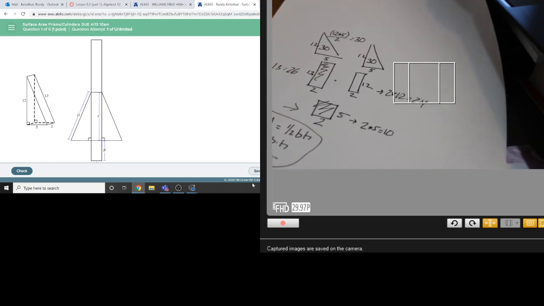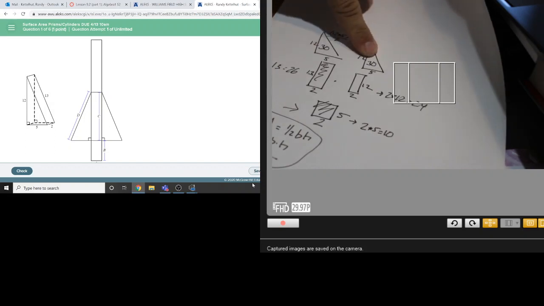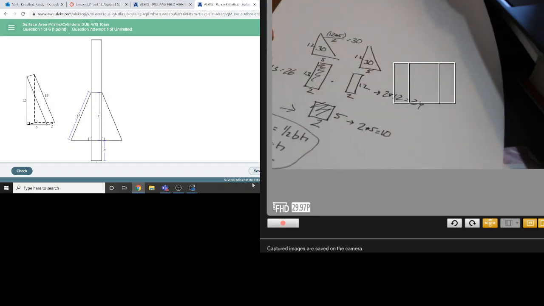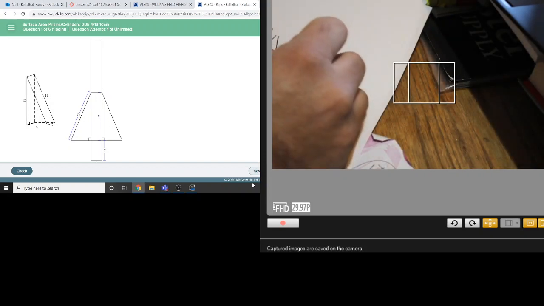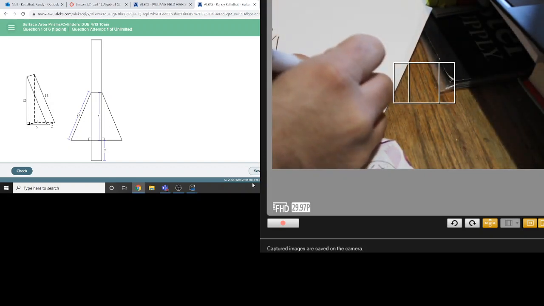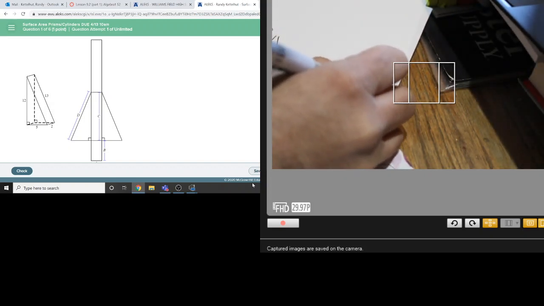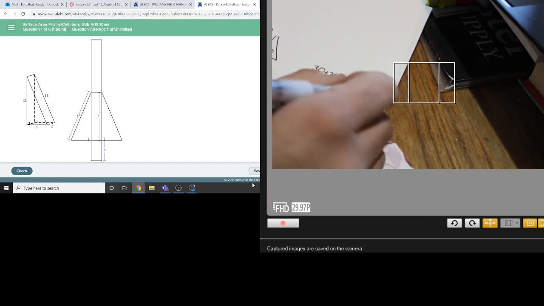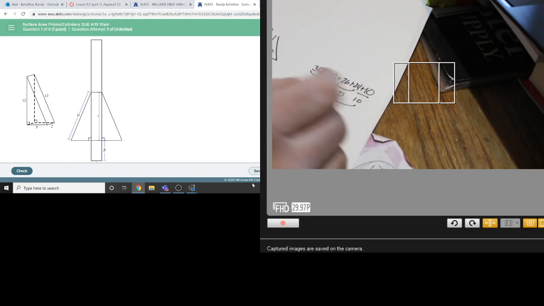So now we just have to add them all together. So we have the 30, 26, 24, and 10. If you can't do that in your head, that's fine. 30 plus 26 plus 24 plus 10. 30 and 30 is 60. 26 and 24 is 50. And 10. So 60 and 60 is 120.